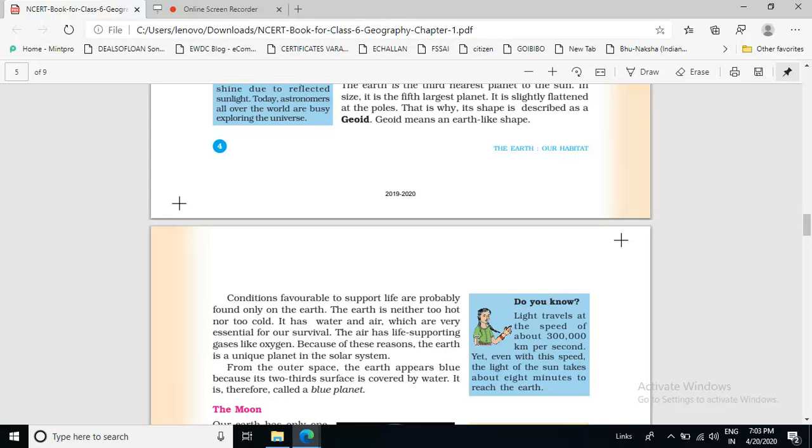Okay, if it is too hot, then human beings will not be able to survive, and if it is too cold, then also human beings will not be able to survive on the Earth. But what we find is that there is a balance of temperature. Then what else do we find on Earth?